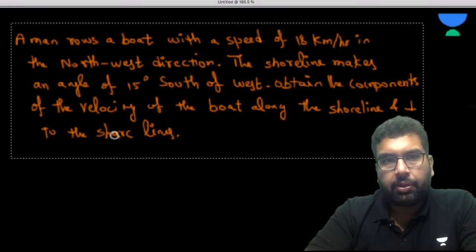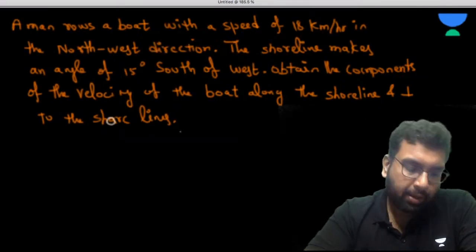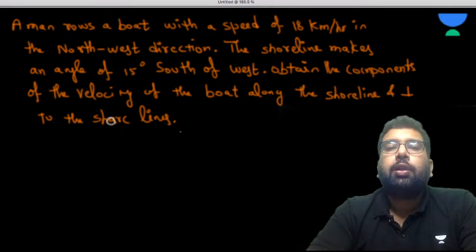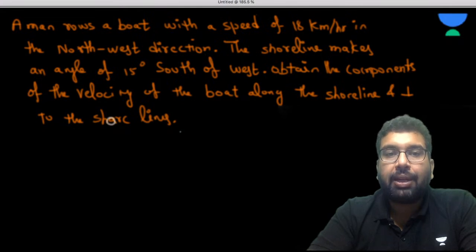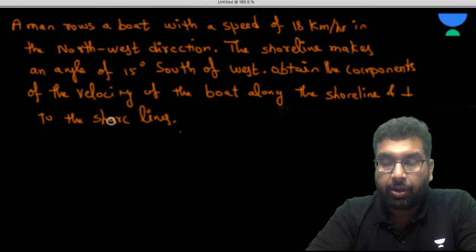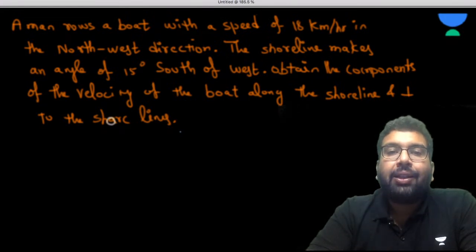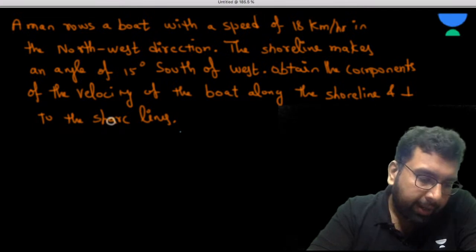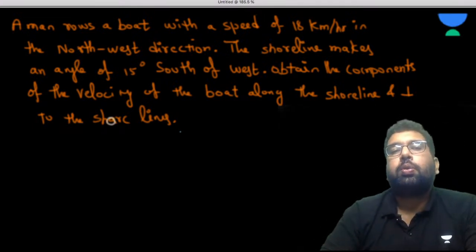So what does this question say? It says a man rows a boat with a speed of 18 km per hour in the northwest direction. The shoreline makes an angle of 15 degrees south of west. Obtain the component of the velocity of the boat along the shoreline and perpendicular to the shoreline.